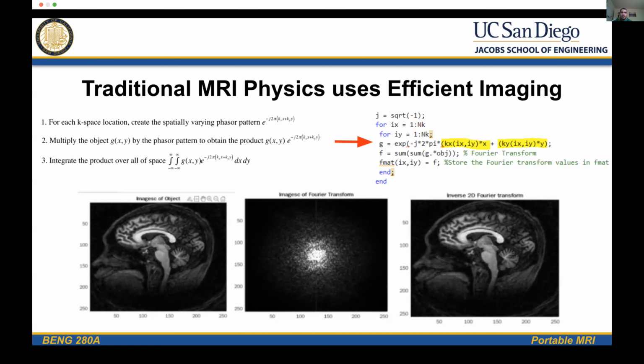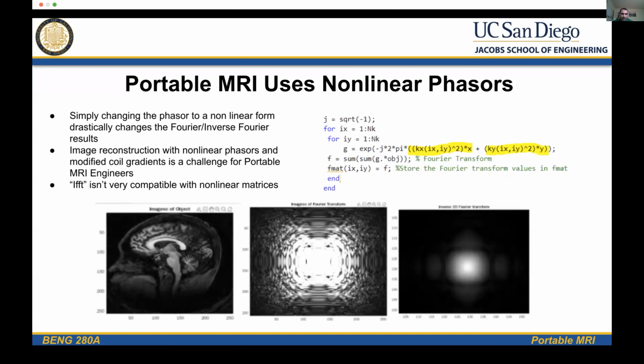So here you see an example of what we've done somewhat in our homework, where we utilize a linear phasor, and from there we compute the Fourier transform values. We can use the IFFT2 command, which is the inverse fast Fourier transform built into MATLAB, to reconstruct the image at a very good and convenient pace. But when we move to portable MRI, that is not so much the case.